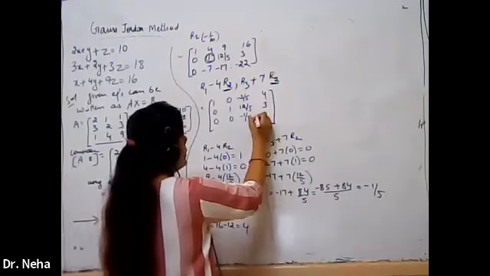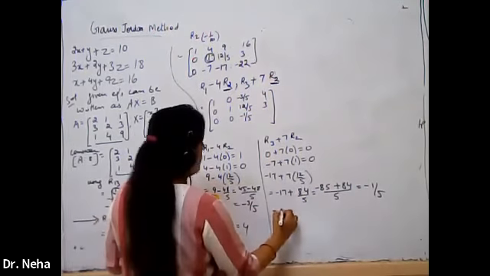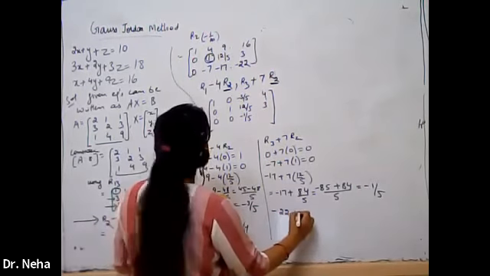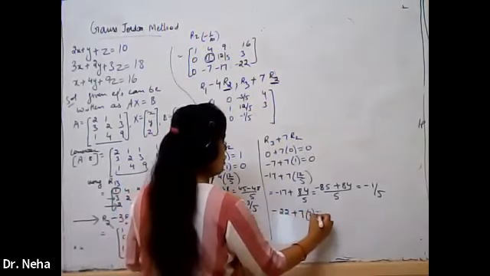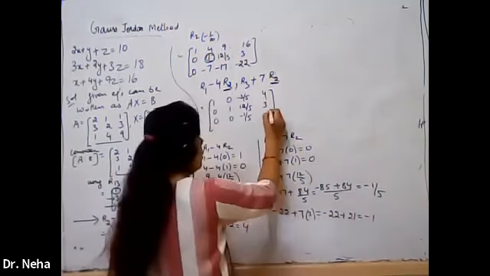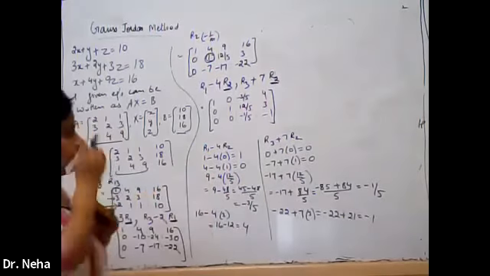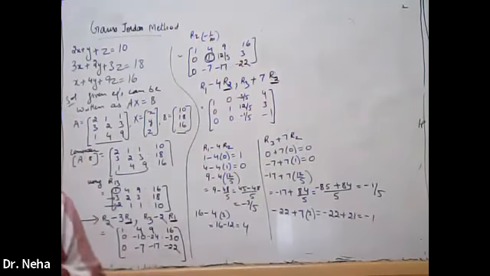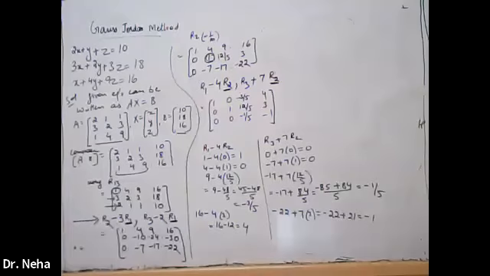And what about the right hand side? It will be minus 22 plus 7 into 3. So minus 22 plus 21 total is equal to minus 1. I hope it is clear to everyone. And what is our next step?